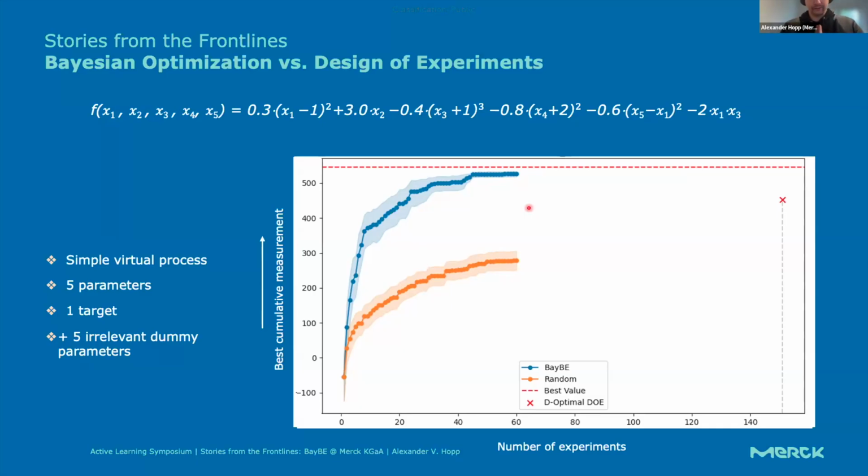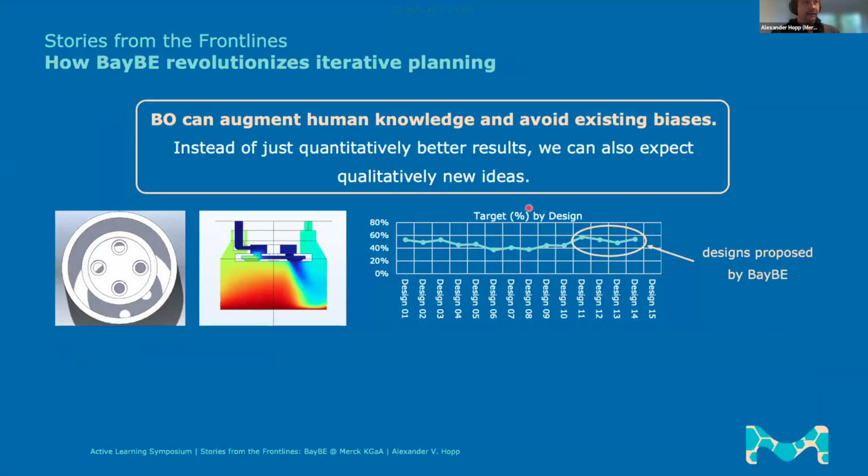However, that's not the only thing that Bayesian optimization can give you. The other thing is that Bayesian optimization can augment human knowledge and avoid existing biases. And for that, I want to share another story with you, the story about container design. If you look at the plot at the right here, there are 15 different designs for something that we did. Here at the right end, you see the designs proposed by BayBE, and on the left, the designs proposed by the experts.